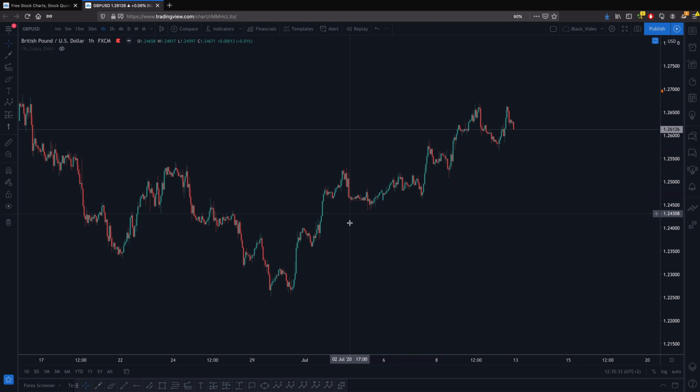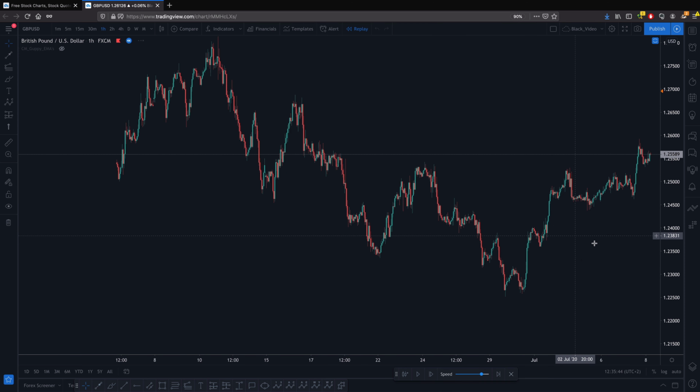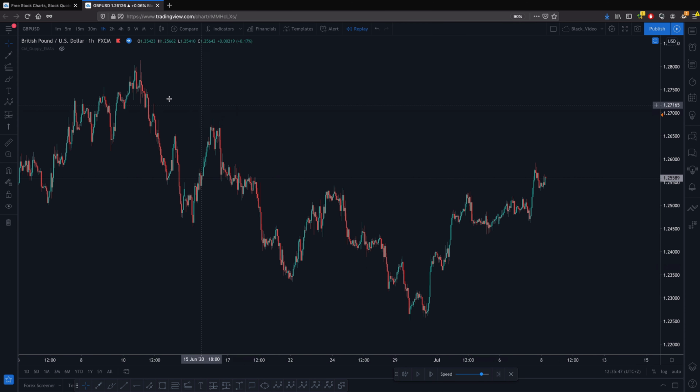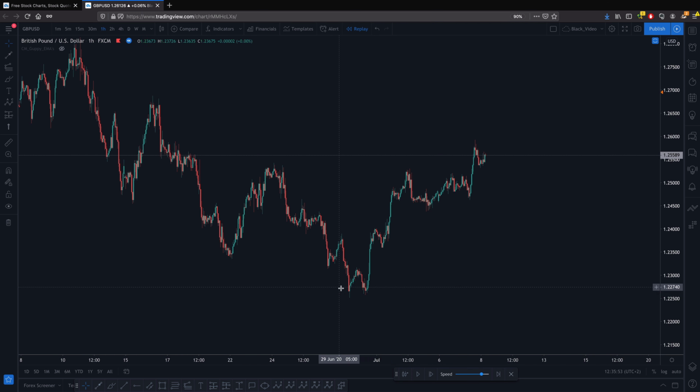For better understanding, I switched on the replay mode so we can see how the market was on Wednesday morning. When I got up at 6 o'clock, this is how the market looked on the 1 hour chart. You can see we got this move to the downside in 5 waves, like 1, 2, 3, 4, 5. Then the market found support around this area and made a move to the upside. And as you can see, this move to the upside also had 5 waves. So wave 1, wave 2, wave 3, wave 4, and wave 5.